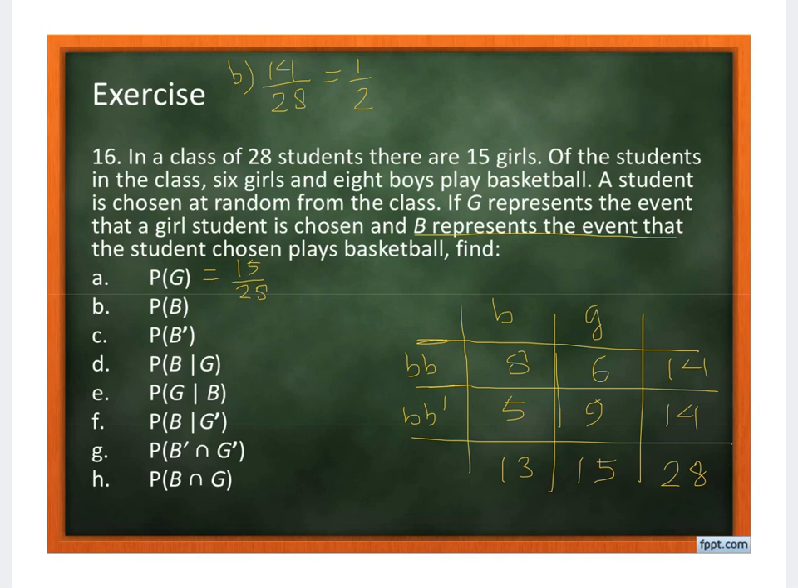For C, the probability is B complement. B complement means the student does not choose to play basketball. There are 14 students who do not choose to play basketball. So it's 14 over 28, 1/2 for C.